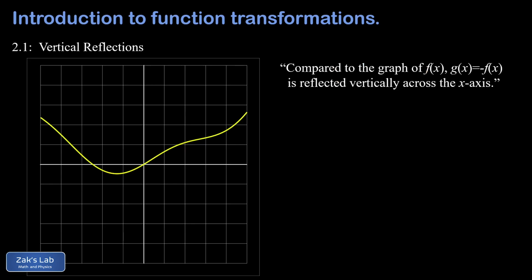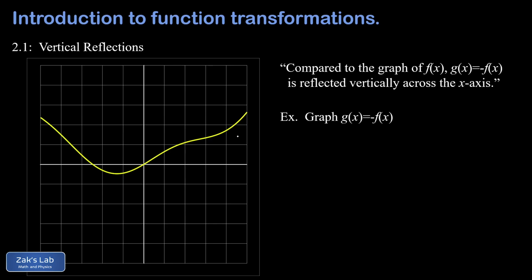So next we're going to look at vertical reflections. And we're told that compared to the graph of f(x), the graph of g(x) defined by negative f(x) is reflected vertically across the x-axis. So all we're doing here is taking the formula for f(x) and putting a minus sign in front, or you can think of it as multiplication by negative 1.